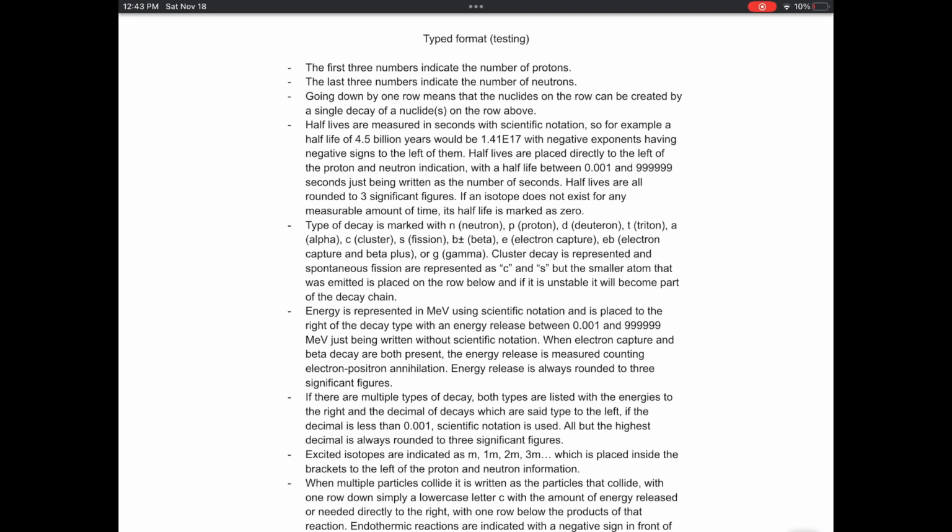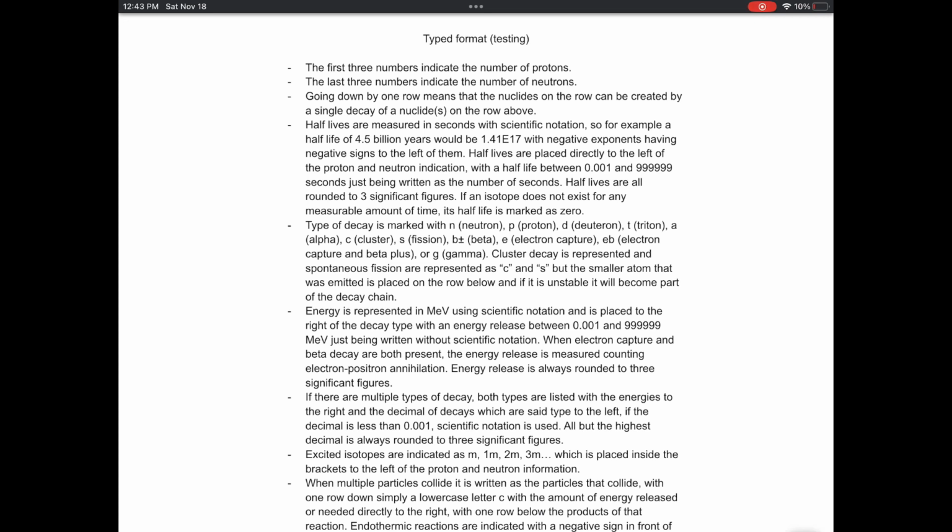So, for example, a half-life of 4.5 billion years would be 1.41 E17. Negative exponents have a negative sign to the left of the number, obviously. Half-lives are rounded to 3 significant figures. If an isotope does not exist for any measurable amount of time, it is marked as 0. And half-lives between 0.001 and 999,999 seconds are measured without scientific notation because it's actually more efficient to do so.